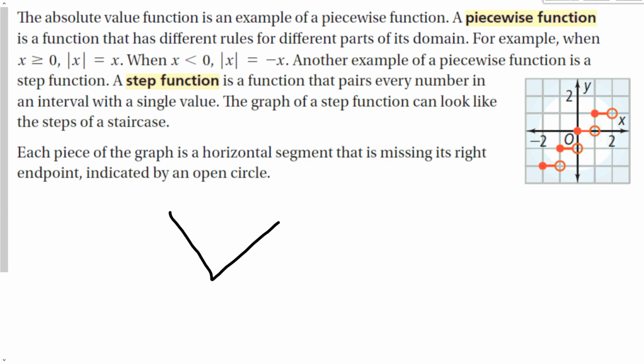A step function is a function that pairs every number in an interval with a single value. The graph of a step function looks like the steps of a staircase: 1, 2, 3, just going up the steps. Each piece of the graph is a horizontal segment that is missing its right endpoint, indicated by an open circle, because if it was closed, it would fail the vertical line test and not be a function anymore. So this function is going to be defined from there, straight, open circle to there.